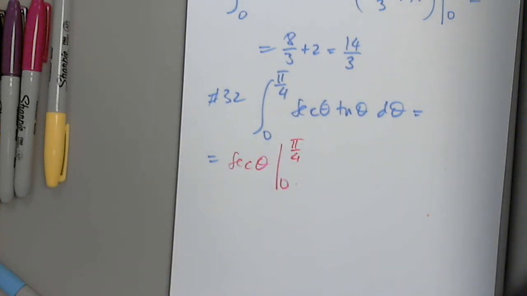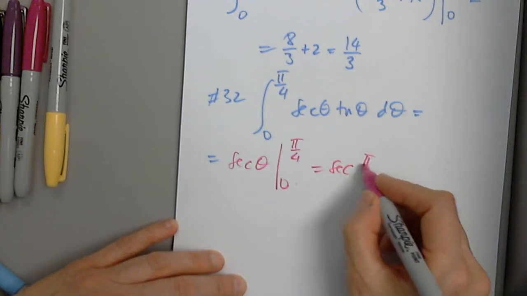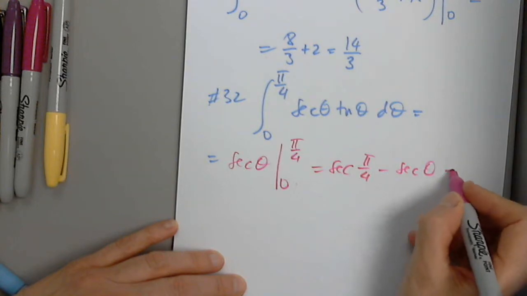Let's refresh our memory. When we differentiate sine, we get cosine. When we differentiate cosine, we get negative sine. When we differentiate tangent, we get secant squared. When we differentiate cotangent, we get negative cosecant squared. When we differentiate secant, we get secant tangent. When we differentiate cosecant, we get negative cosecant cotangent. Right? So that's it. I plug in pi over 4. So this is secant pi over 4 minus secant 0.